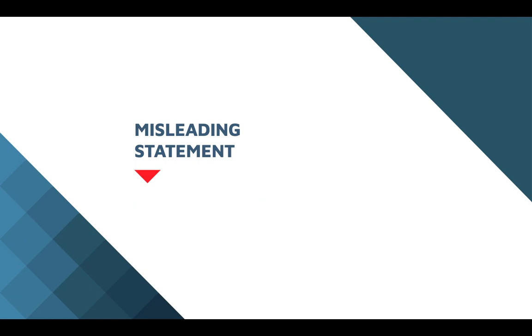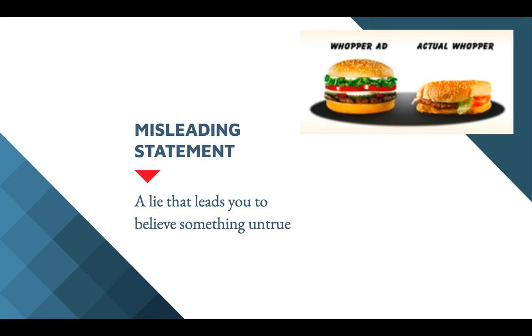Another one is a misleading statement. This is a lie that leads you to believe something untrue. For example, we have here an advertisement for a Whopper burger and then the actual one you get. You can see that it's all flattened. The ingredients don't look anywhere as nice as the advertisement, right? This is saying that they misled you to think that your Whopper would look like the one on the left when it actually looks like the one on the right.